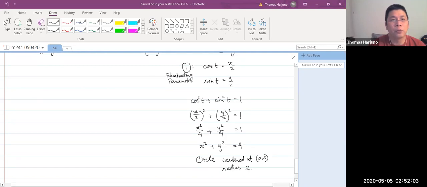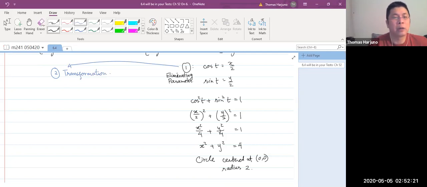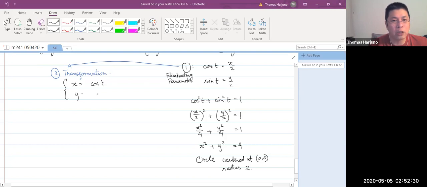Okay, now another point of view is the transformation point of view, basically seeing the problem this way. Originally you have x equals cosine t and y equals sine t. We know that gives us the unit circle. Now, having 2 in front of that, it's basically a stretch by 2 times horizontally. And having the 2 here, stretch by 2 times vertically.